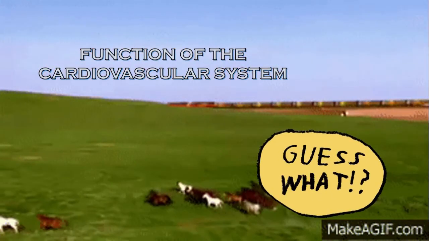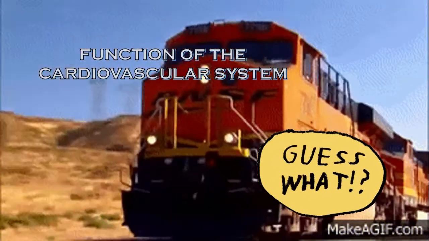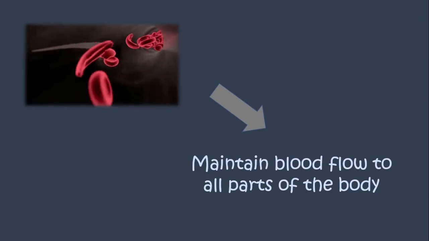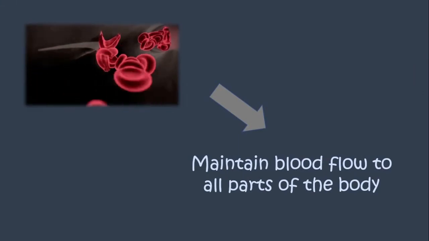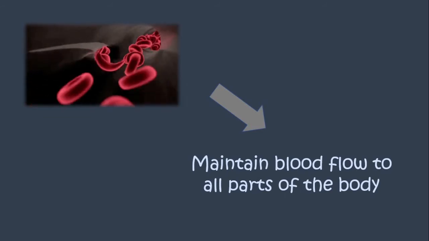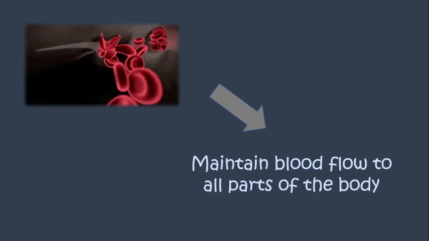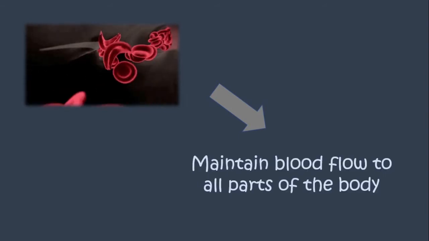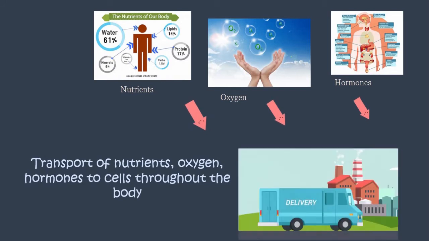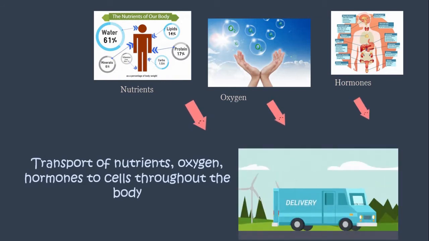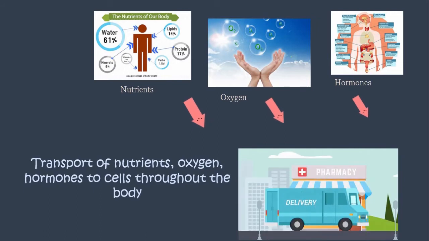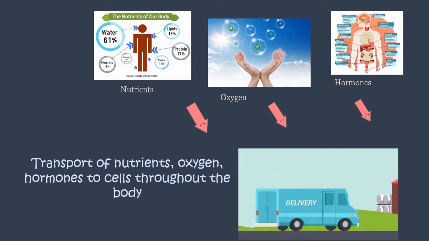Next one is function of the cardiovascular system. The first function is to maintain blood flow to all parts of the body. It is to survive nicely without facing any problem. The second function is to transport nutrients, oxygen, and hormones to cells throughout the body.